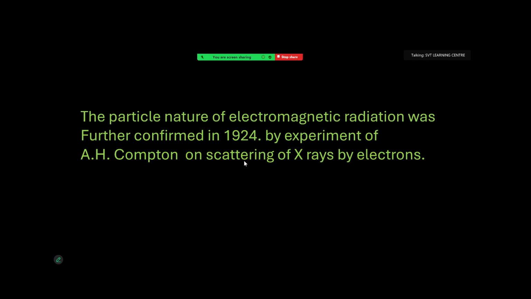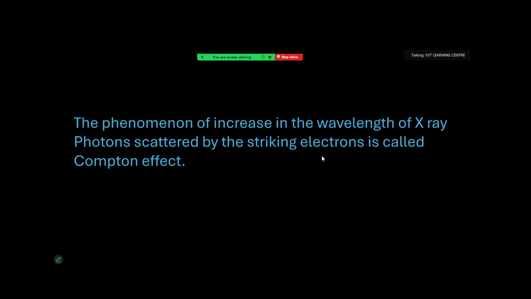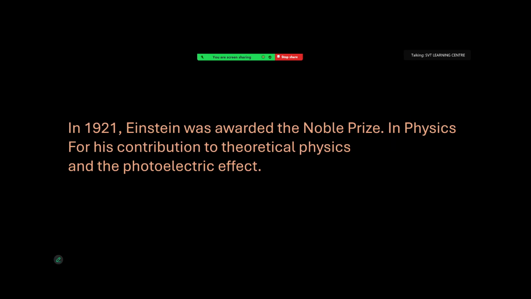Now the particle nature of electromagnetic radiation was further confirmed in 1924 by an experiment of A. H. Compton on the scattering of X-rays by electrons. So when X-rays, which were primarily electromagnetic waves, can be scattered by electrons, we had a justification for the particle nature of electromagnetic radiation. The phenomenon of increase in wavelength of X-ray photons scattered by striking an electron is called Compton's effect. In 1921, Einstein was awarded the Nobel Prize in Physics for his contribution to theoretical physics and the photoelectric effect.